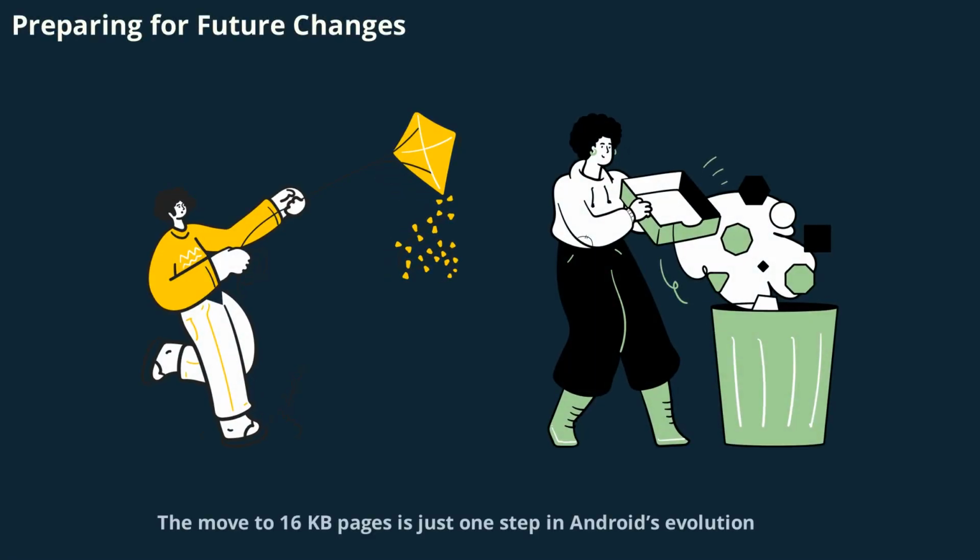The move to 16 KB pages is just one step in Android's evolution. By making your code page size agnostic now, you're preparing for whatever comes next, whether it's 32 KB, 64 KB, or beyond. Future-proofing your app is an investment that pays off as the platform continues to evolve.